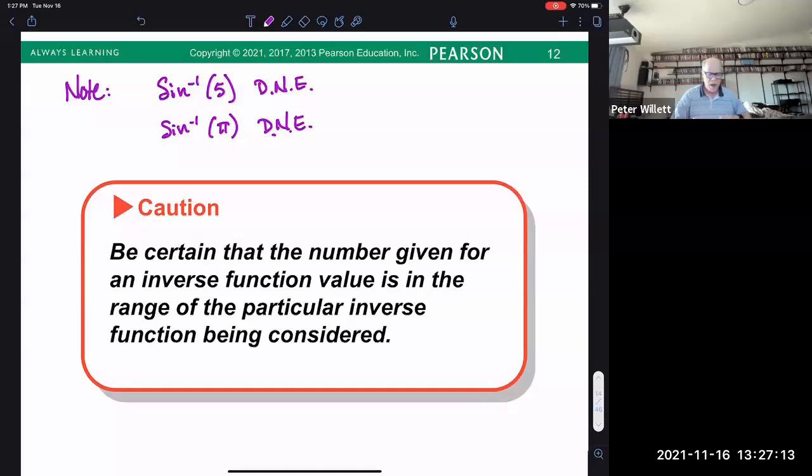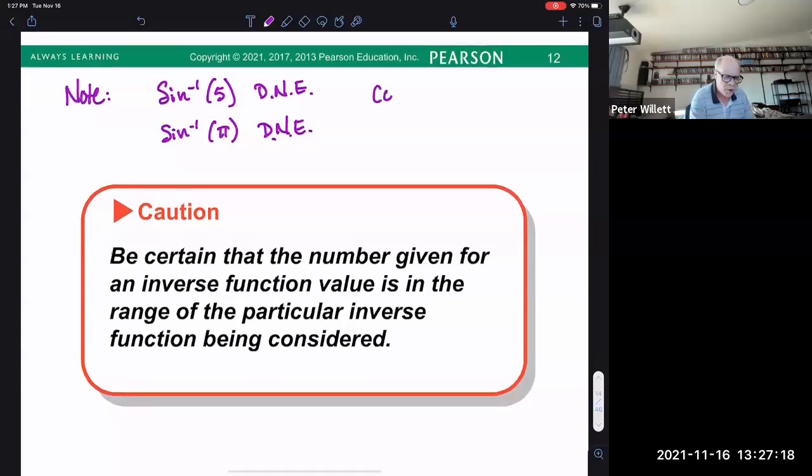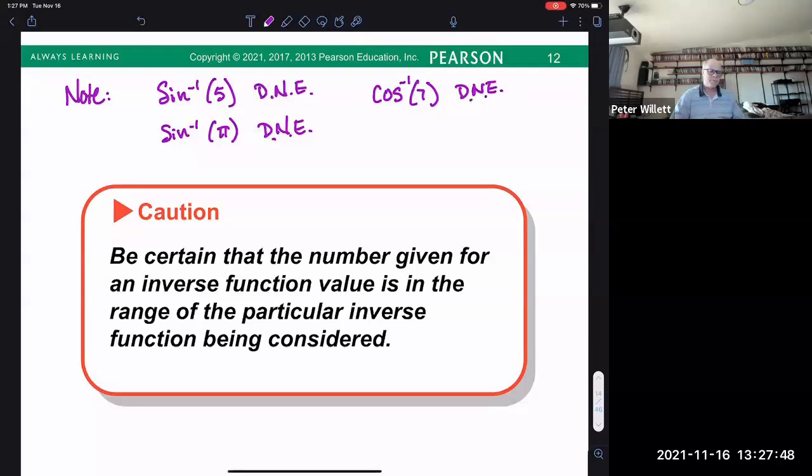We haven't gotten to defining them clearly yet, but this principle would apply to other things. I could say, what is the cosine inverse of 7? Well, however the cosine inverse function works, the result should be some theta where cosine of theta gives you 7. And cosine, like the sine function, never gives you values bigger than 1 or less than -1. So this as well does not exist. So that's what this caution is about.